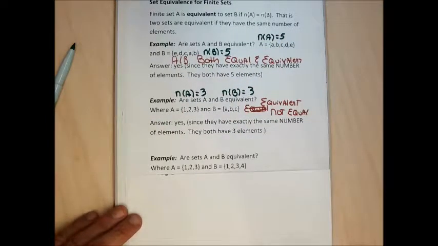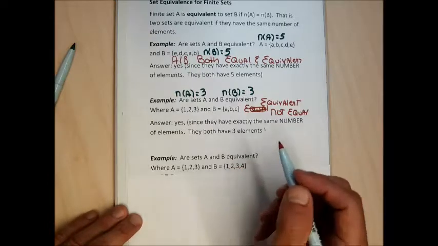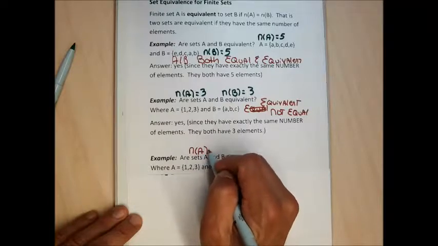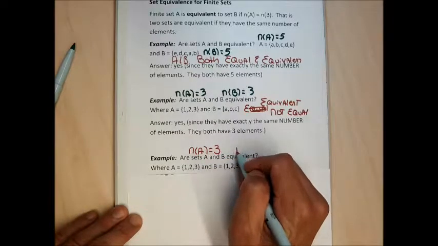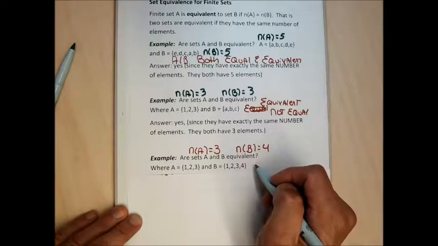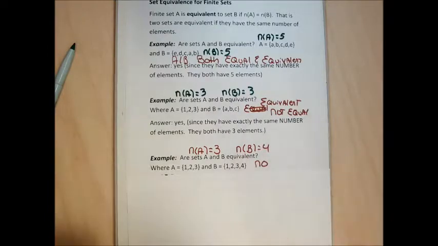And the other example that we did, are these two sets equivalent? Well, to be equivalent, they have to have the same number of elements. The number of elements in set A is 3. The number of elements in set B is 4. Are they equivalent? No, because they have a different number of elements. To be equivalent, you have to have the same number of elements. It doesn't necessarily have to be the exact same elements.